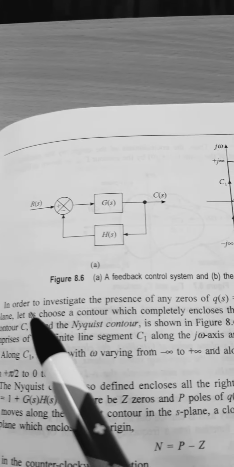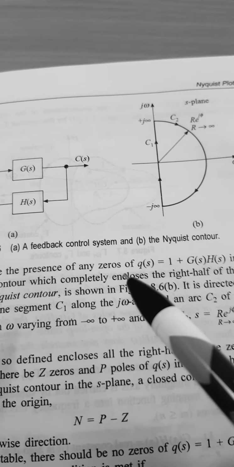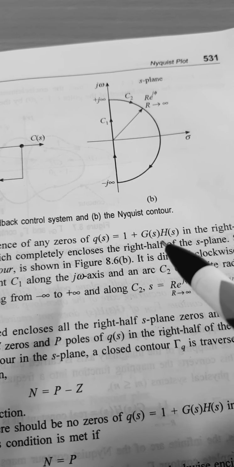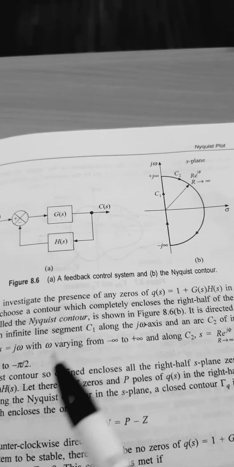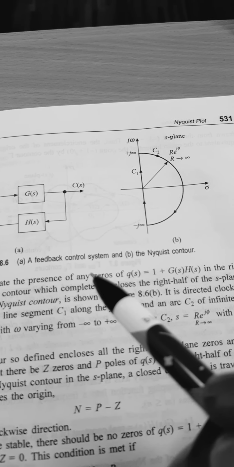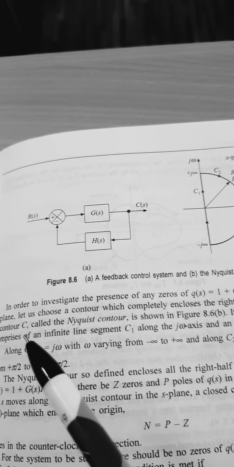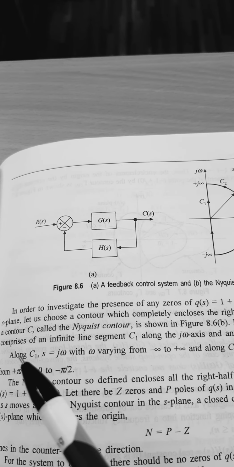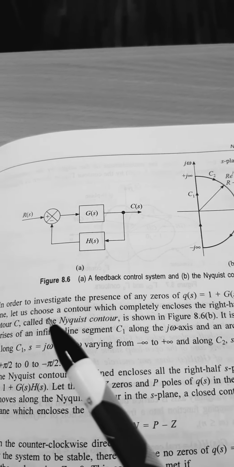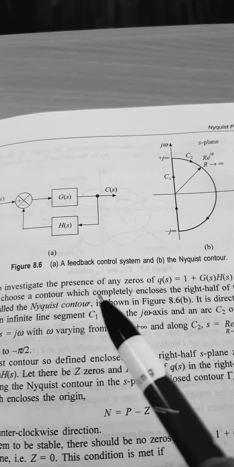So here, in order to investigate the presence of any zeros of Q(s), 1 plus G(s)H(s), in the right half of the s plane, that means closed loop poles are on the right half of the s plane, then you can see that it is not a stable system. So let us choose a contour which completely encloses the right half of the s plane.